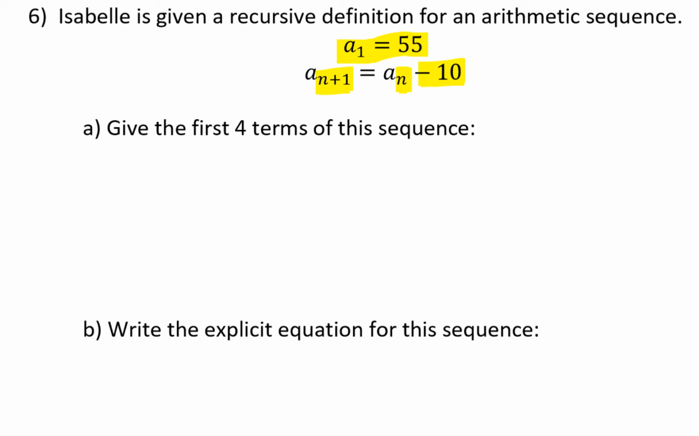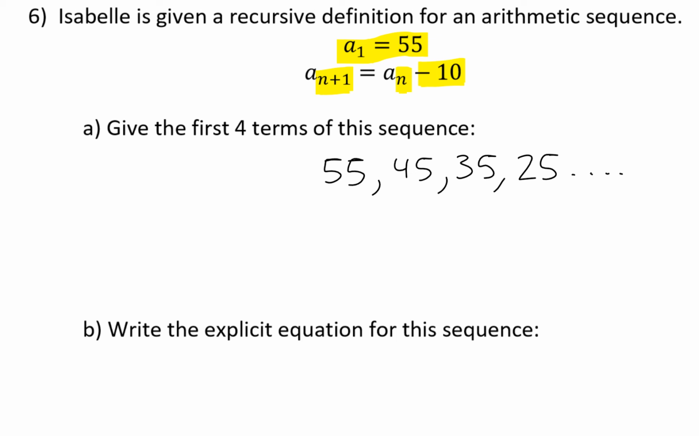So if I want, it's pretty straightforward for me to write the first term for sure. The first term is 55. I was given that, and 10 less than that would be 45, and 10 less than that would be 35, and 10 less than that would be 25. So there we go. There are our first four terms in that sequence.